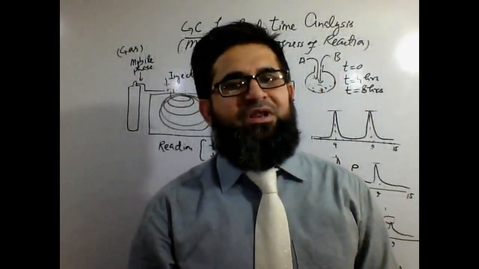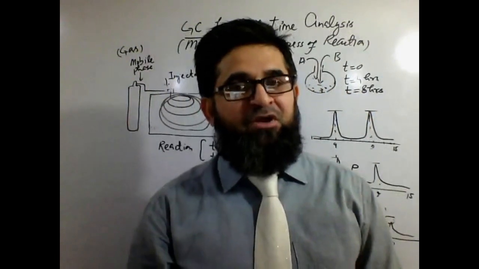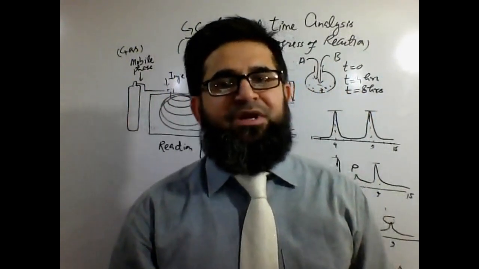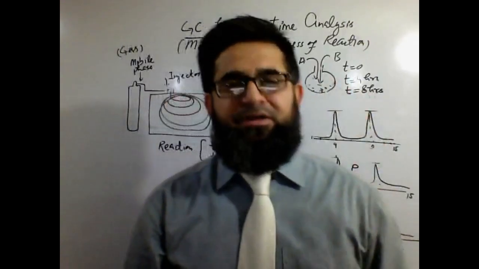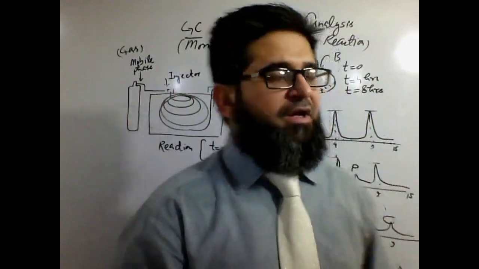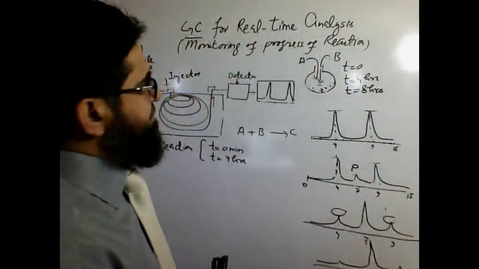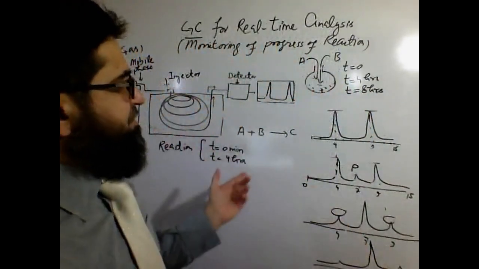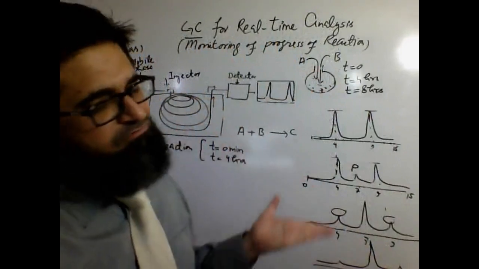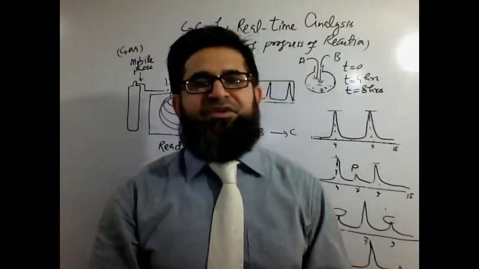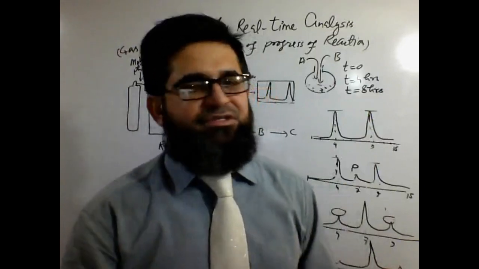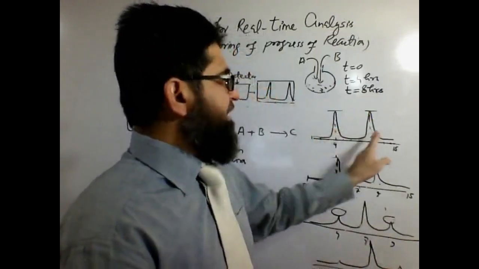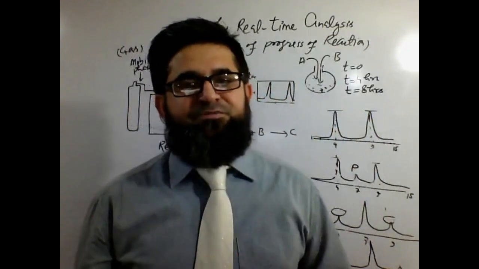When your reaction is running, from the reaction mixture you can take just a few microliters and inject them into the GC. On GC the analysis time will be around 15 to 20 minutes. In 15 to 20 minutes you can see the number of peaks appearing. Two peaks means only the reactants.